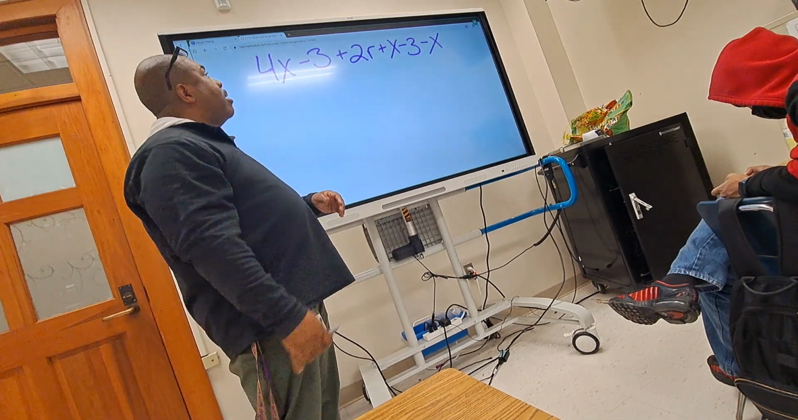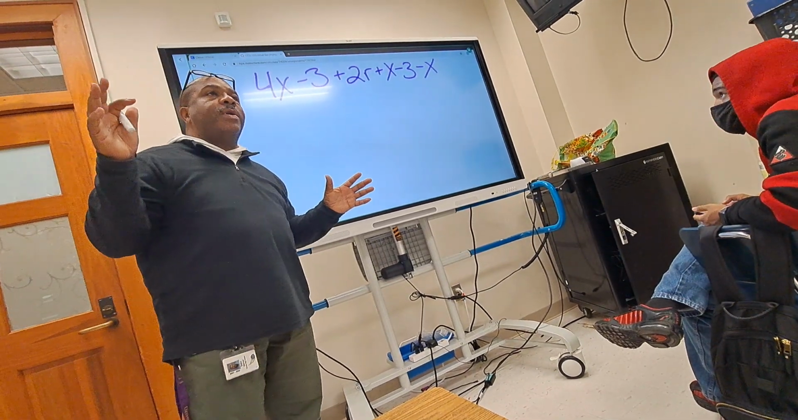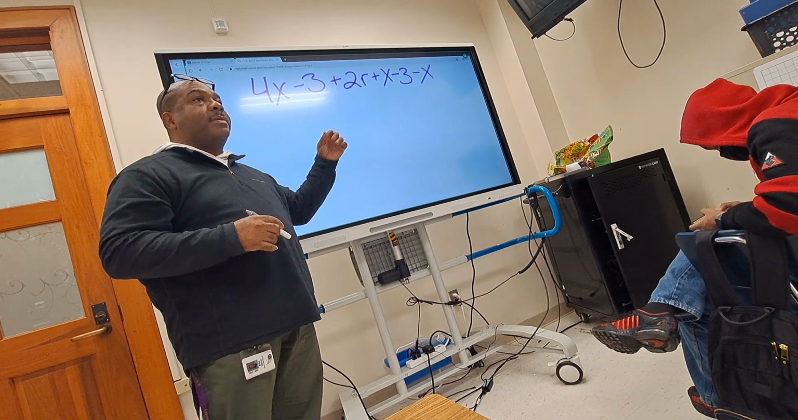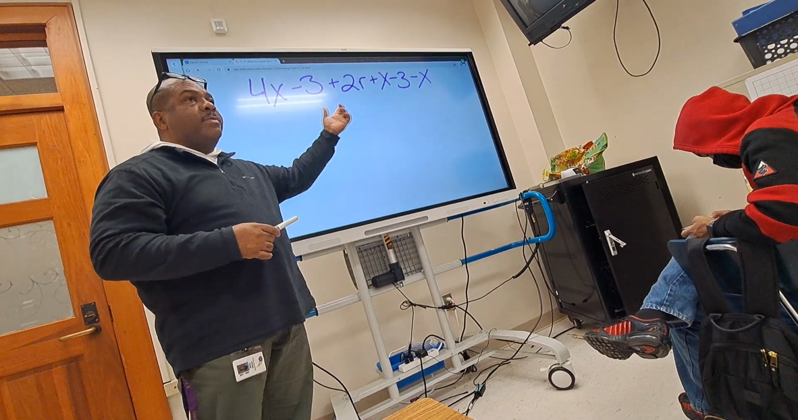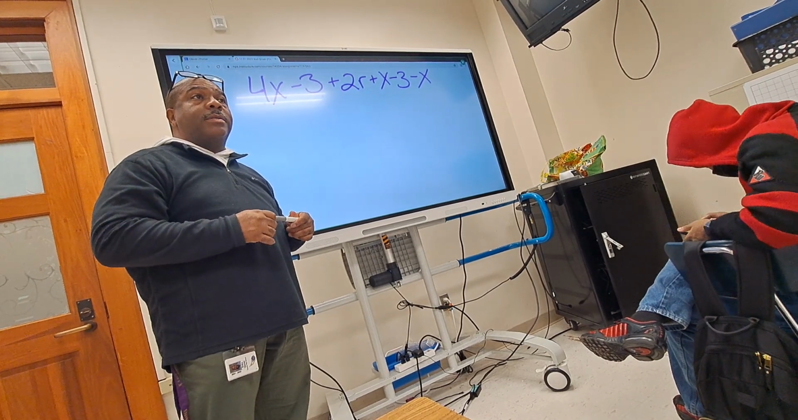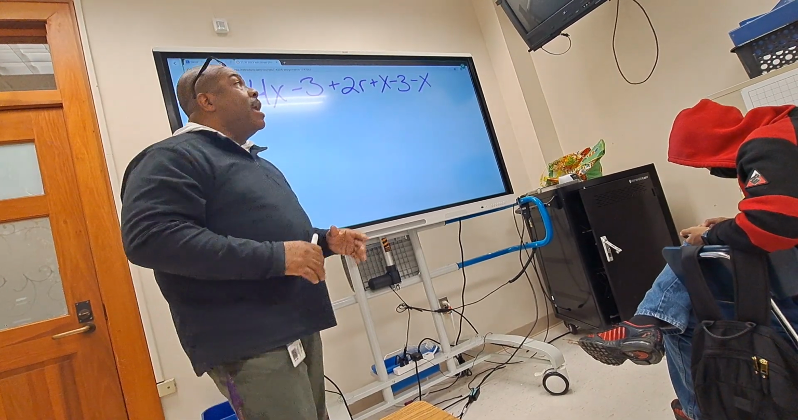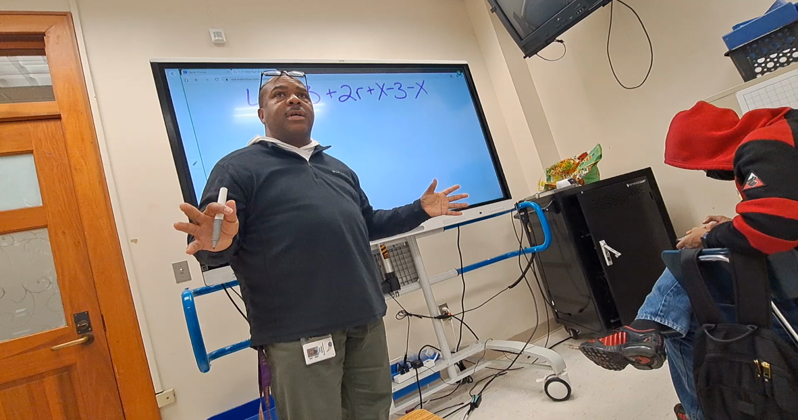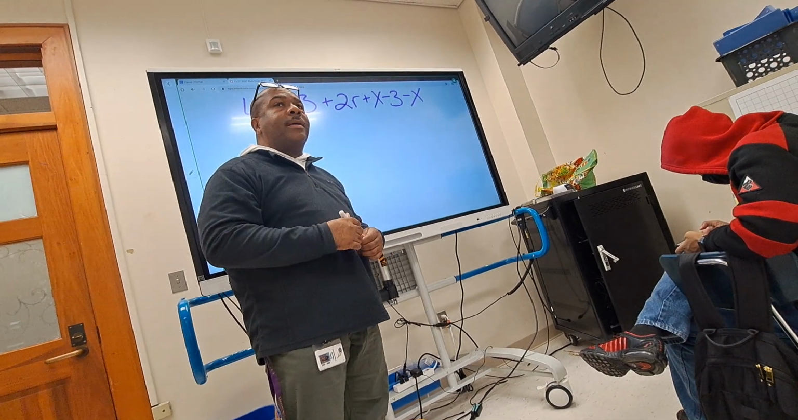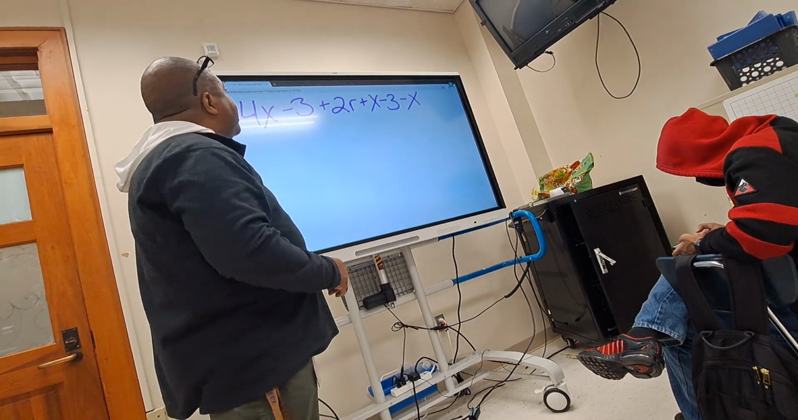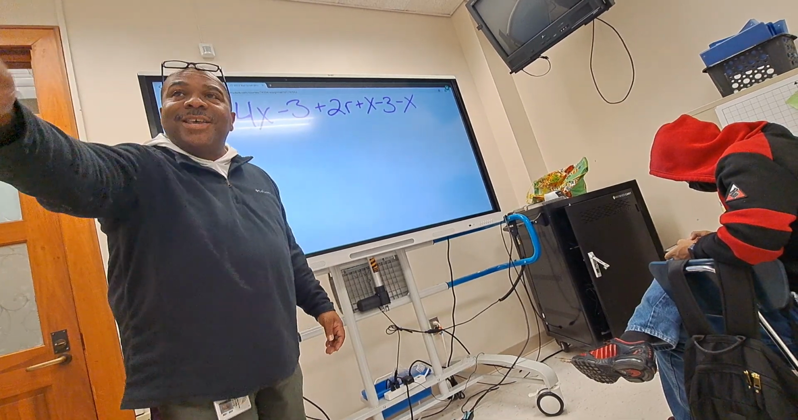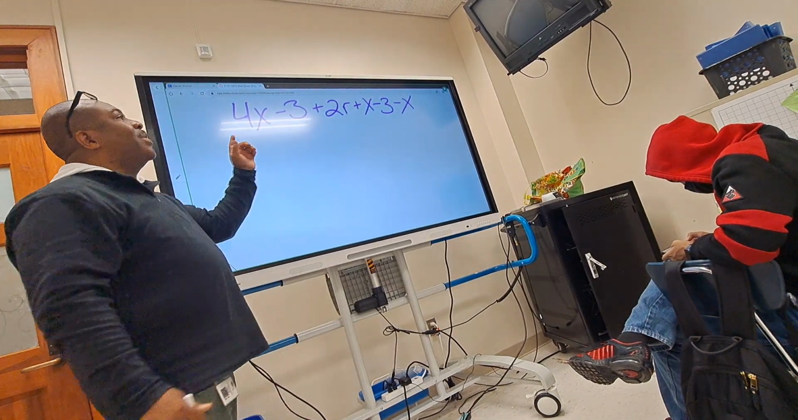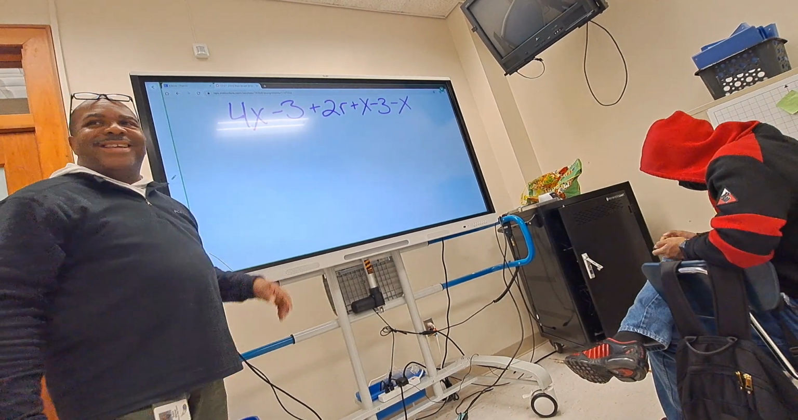All right, so look, our expression. Why is this an expression, Brennan? Why is this an expression rather than an equation? There's no equal sign. If there's no equal sign, we don't have to solve. All we're doing is combining like terms. So, I don't want to say names. You, how many terms do you see?